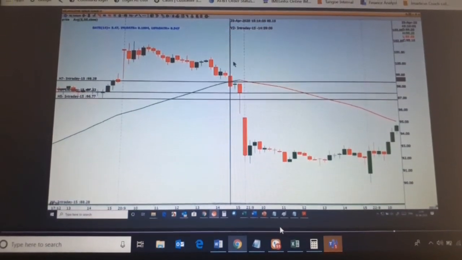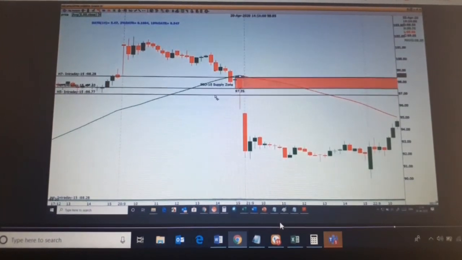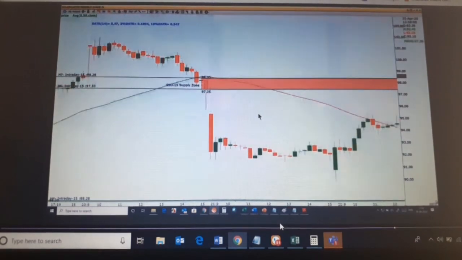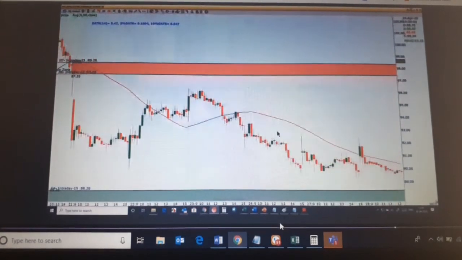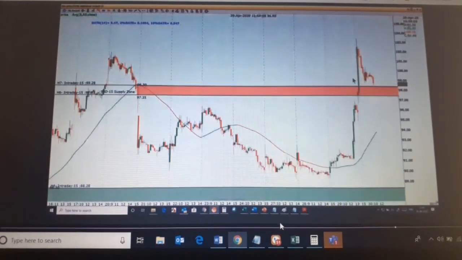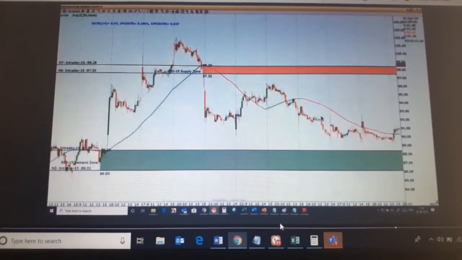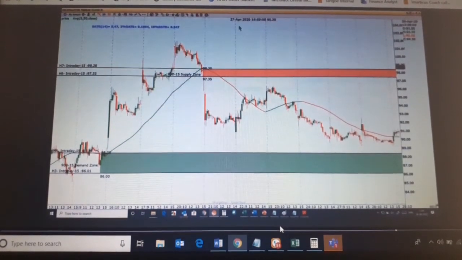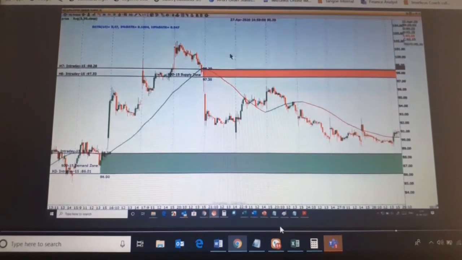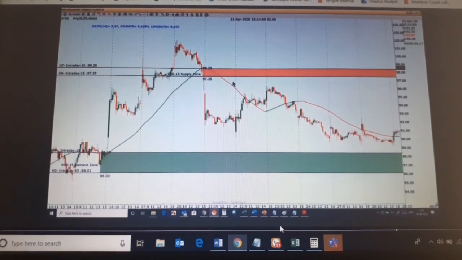So I'll just remove this to draw this supply zone. Now this supply zone has been violated today, not as per yesterday. As per yesterday, it was a fresh zone. Today the price has come and just gone up, so today it has been violated. But as per yesterday, this was a fresh zone. So this was the supply that we intended. If you mark this, this is the same supply.